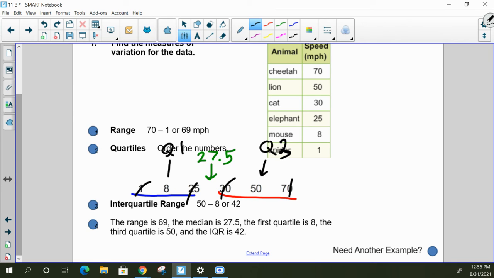All right, so now let's find the interquartile range. What's the biggest? What's quartile 3? What's quartile 1? Subtract and you get. So we know the range of the whole data set was 69 miles per hour. The median is 27.5. Quartile 1 is 8, quartile 3 is 50, and the interquartile range, IQR, is 42.